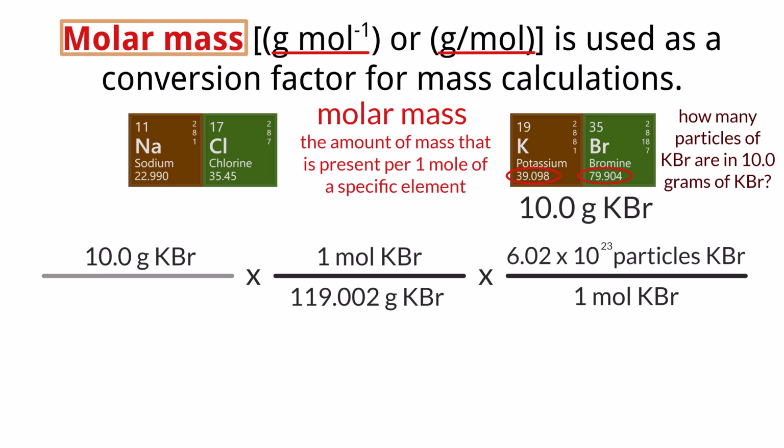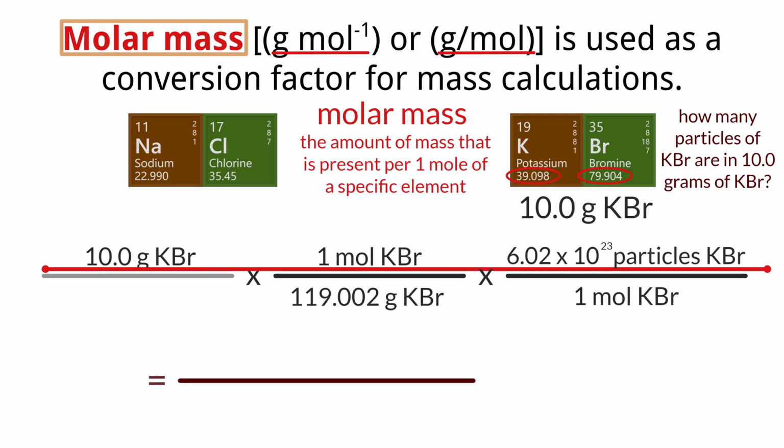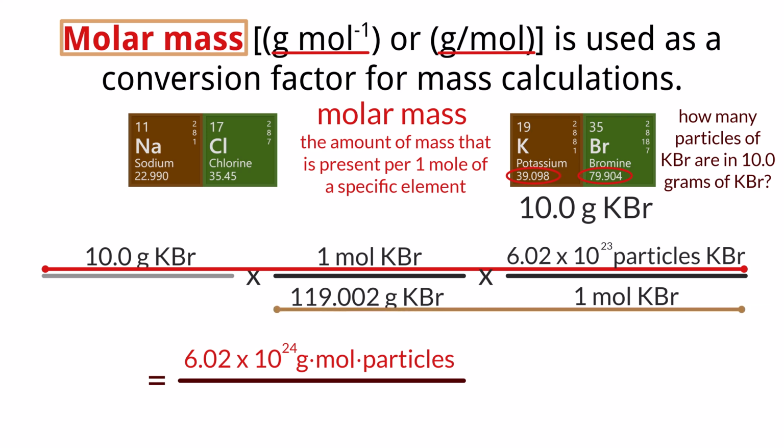An easy way to calculate a multi-step conversion like this is to A, multiply all the values at the top to find the numerator. 10.0 grams times 1 mole times 6.02 times 10 to the 23rd particles equals 6.02 times 10 to the 24th grams moles particles. This is a pretty funky unit right now, but that's because we haven't canceled anything out yet. B, multiply all the values at the bottom to find the denominator.